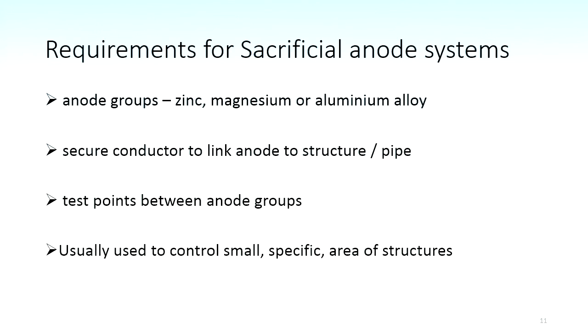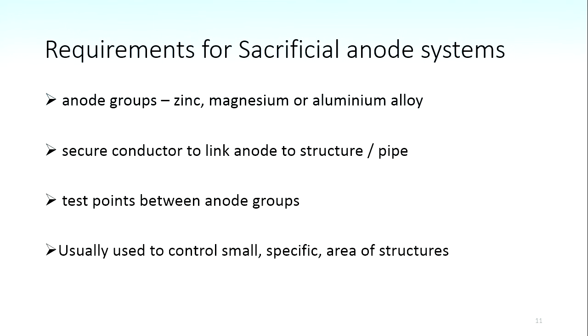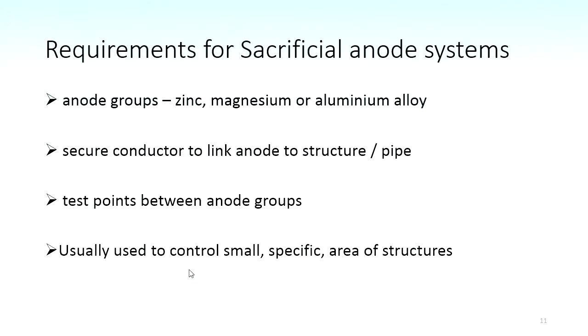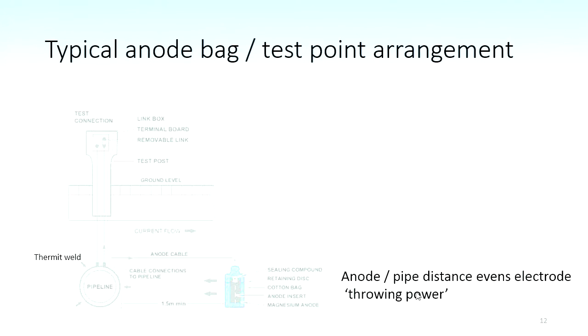There's a relationship between the spacing of the pipe and the anode. This says 1.5 meters minimum. You don't want the anode too close to the pipe because of the issue of throwing power between the electrodes. So you don't want too intense current flowing over a short distance between pipe and anode. You want to spread the current out across a longer section of the pipe. We'll have a look at the anode bag in a minute.